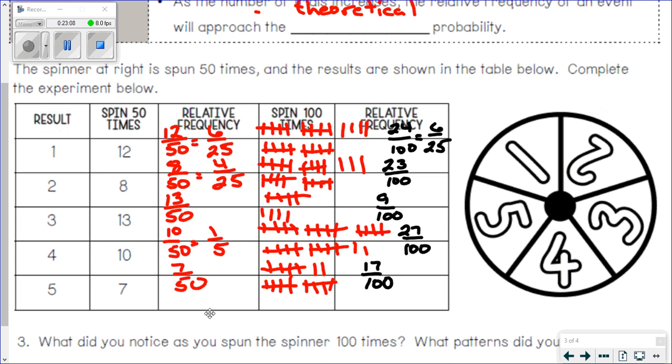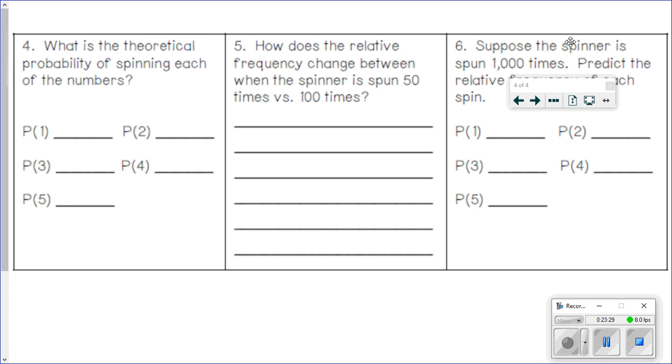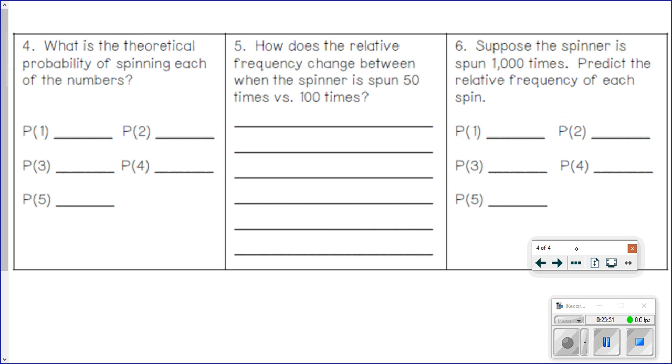So what did you notice as you spun the spinner 100 times? Well, I noticed it took forever. Hopefully you didn't notice that because you fast forwarded. The other thing we notice is that we get closer to the theoretical probability. So what is the theoretical probability of spinning each of the numbers?